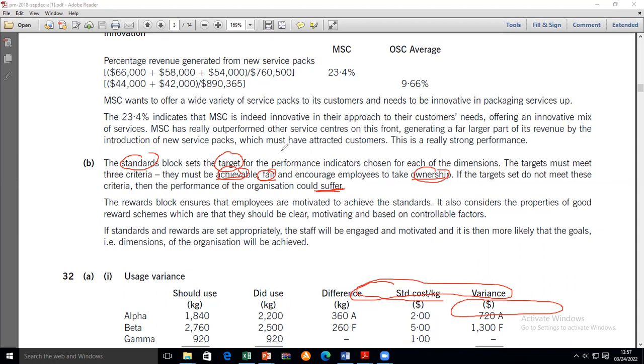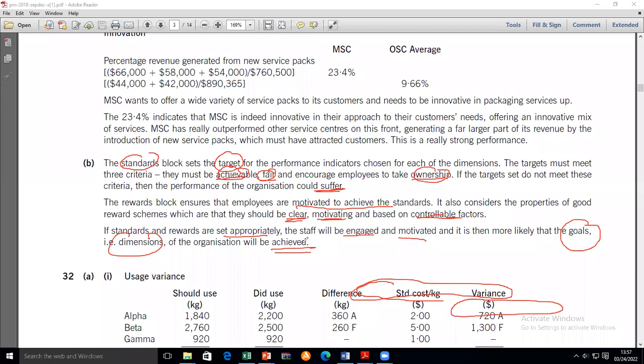And when people achieve the standard, what happens? The reward block ensures employees are motivated to achieve the standards. It also considers the properties of good reward schemes, which are that they should be clear. Clarity is very important. They must be motivational and also controllable. If standards and rewards are set appropriately, the staff will be engaged and motivated. It is then more likely that the goals, which are the dimensions, will be achieved. So that's the link between these 3 blocks.